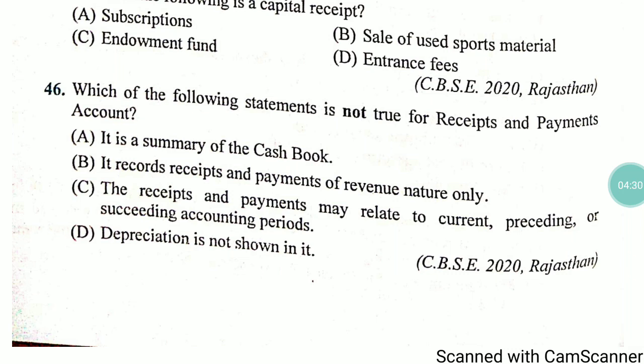This is wrong. In the receipt and payment account we record both revenue receipt and capital receipt, both natures of receipt and both natures of expenditure. So option B is the wrong answer because the option wants to tell that they only show the revenue nature. No, the receipt and payment account shows both natures, capital and revenue.